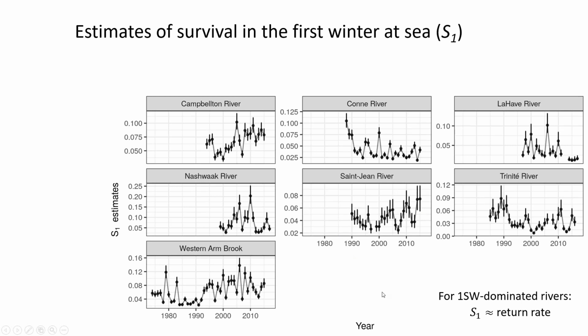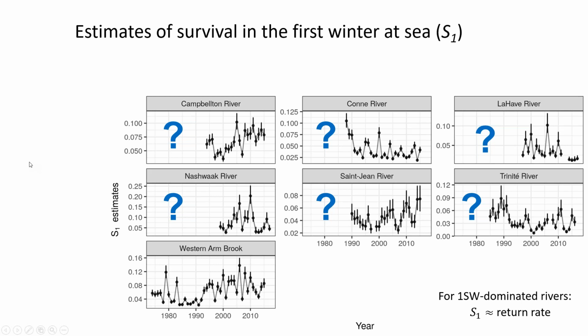This is not necessarily new, because these estimates of marine survival for the 1 sea winter dominated rivers are really similar to the return rates. So we already knew that the return rates in the Con are declining and the return rates of the Western Arm Brook are not. One thing that's important to point out is that we don't have data for the period before the 90s, except for the Western Arm Brook. So we really don't know what was going on there.